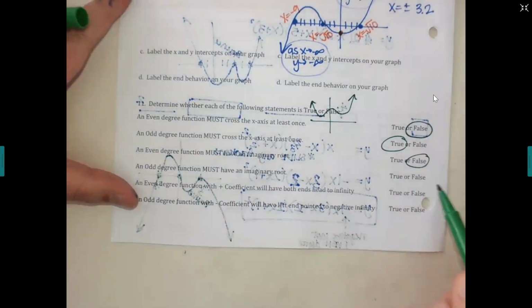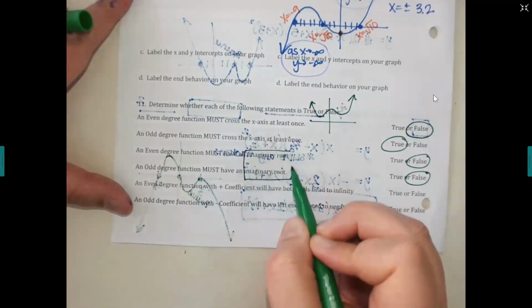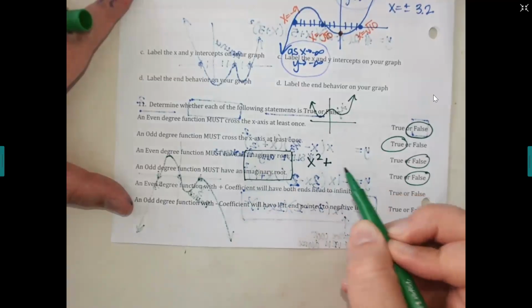Okay, the next two say that evens and odds have to have imaginary roots. Is that true or false? Either one of them could, but neither of them have to. Remember, the only way that you get an imaginary root is an x squared with a positive number. That's the only thing that gives you imaginaries, and those don't have to happen in either type.